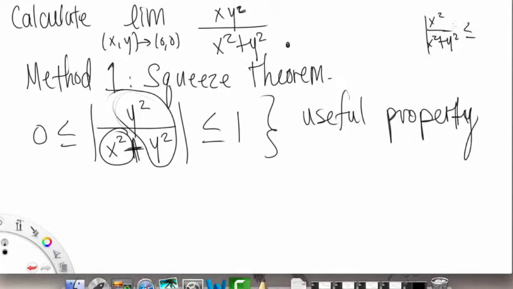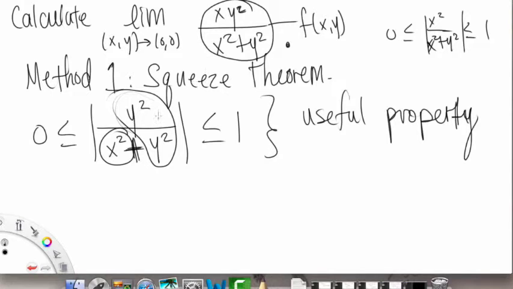That also is going to be in between 0 and 1 as well, right? So anything like that, you could always do that. Anyway, so this is our useful property that we're going to start with, and then we're going to try to make it into what our function is from the problem. This is our f of x, y, right?